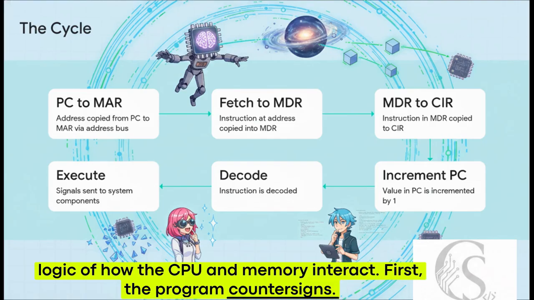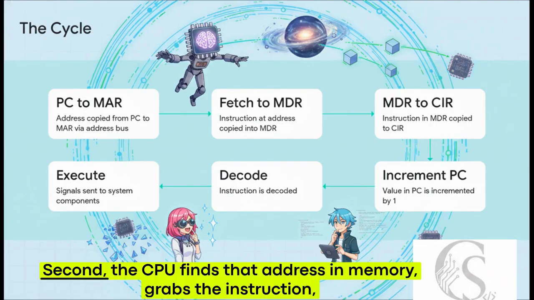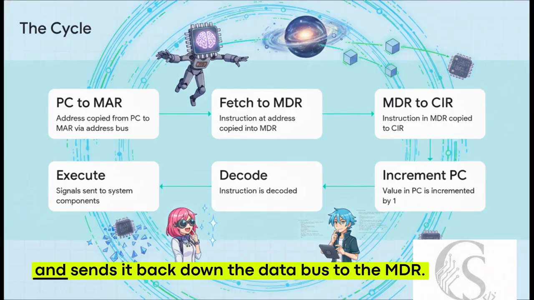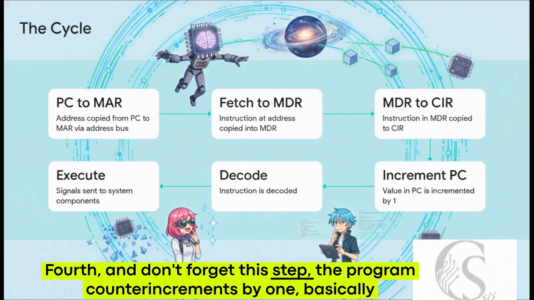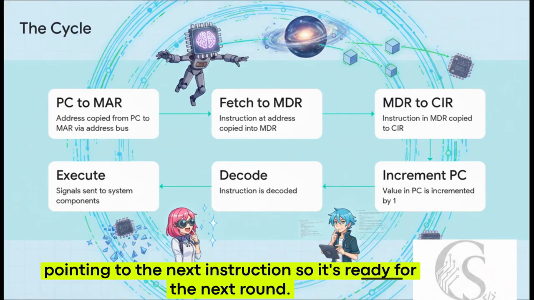First, the program counter sends the address of the next instruction down the address bus to the MAR. Second, the CPU finds that address in memory, grabs the instruction, and sends it back down the data bus to the MDR. Third, that instruction is copied over to the CIR. Fourth, and don't forget this step, the program counter increments by 1, basically pointing to the next instruction so it's ready for the next round.